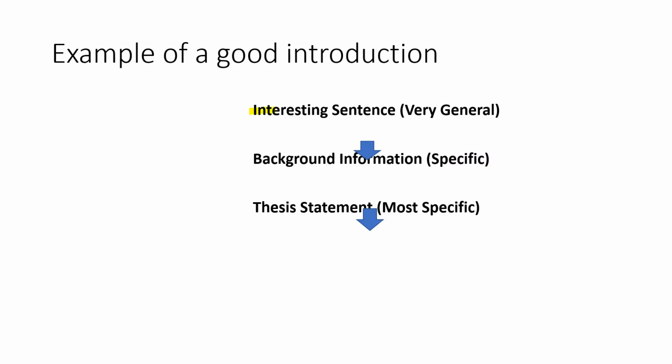You start with a very general statement, and this is an interesting sentence in which you give the reader a very general sentence about the topic. And in 2, 3, or 4 sentences, you give the reader some general information. And this background or general information is more specific than the first sentence. And finally, we move to the last one, which is the thesis statement. And in fact, the thesis statement is the most specific sentence in your introduction.